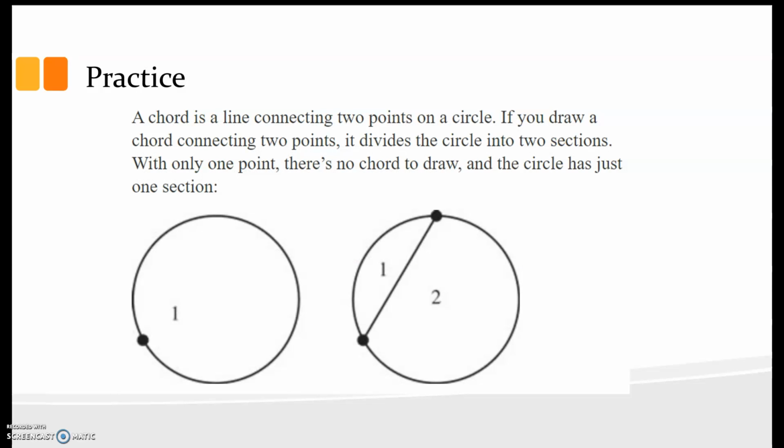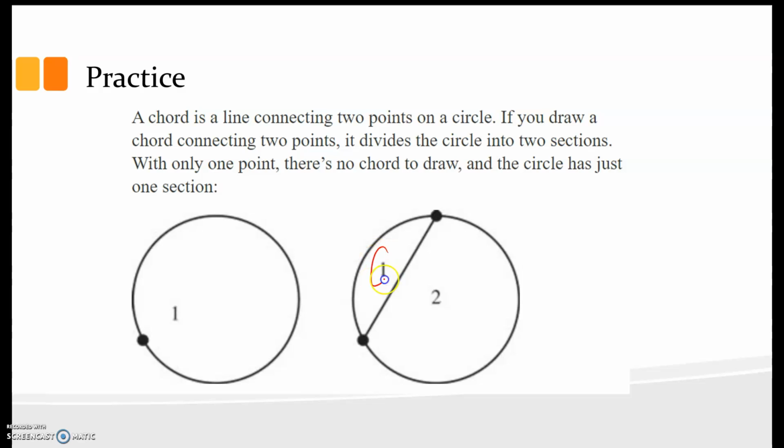So let's try this. A chord, you might remember this from your high school geometry. A chord is a line that connects 2 points on a circle that does not cross the center of the circle. When you have a point on each side and it crosses the center of the circle, you get the diameter. So if you draw a chord connecting 2 points, it divides the circle into 2 sections.